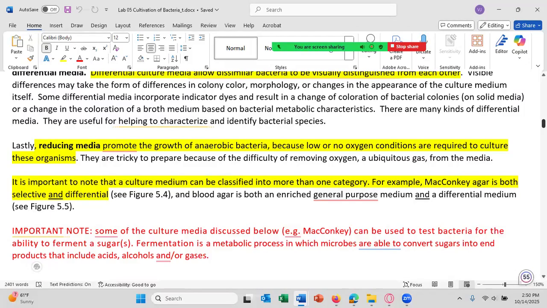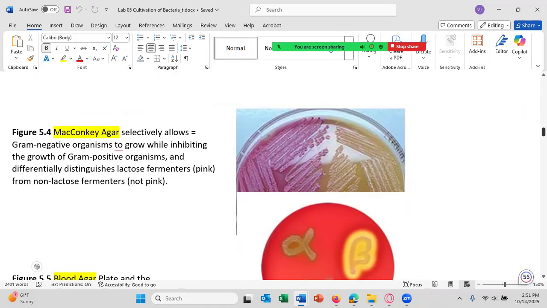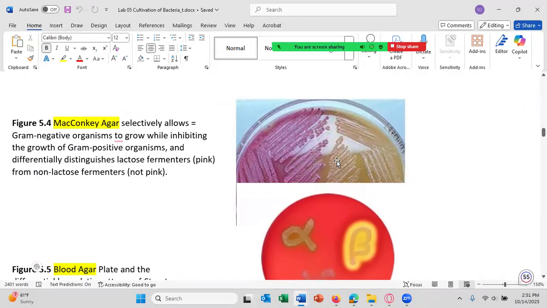It's important to note that a culture media can be classified into more than one category. For example, MacConkey's agar is both selective and differential. And then blood agar is both differential and an enriched general purpose media. So here's MacConkey's agar. On MacConkey's agar, if you get growth, then it's likely to be a gram-negative growing because MacConkey's agar has chemicals that select against the gram-positive bacteria.